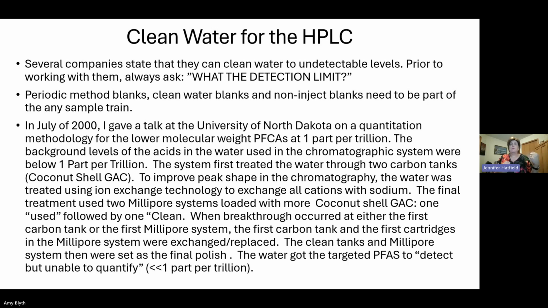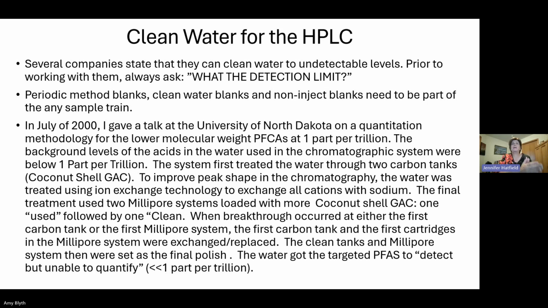Okay, so yeah, we completed with the 2 carbon tanks, and then to improve the peak shape, we ended up using an ion exchange technology. So we took all the positive cations out of there and replaced it with sodium. The reason we did that is it just really cleaned up and gave us much better peak shape. We had better signal to noise, we had better peak shape, and that helped drive that quantitation limit down.